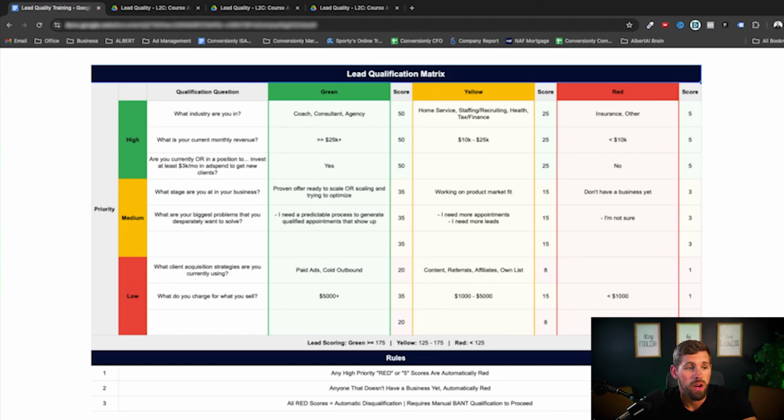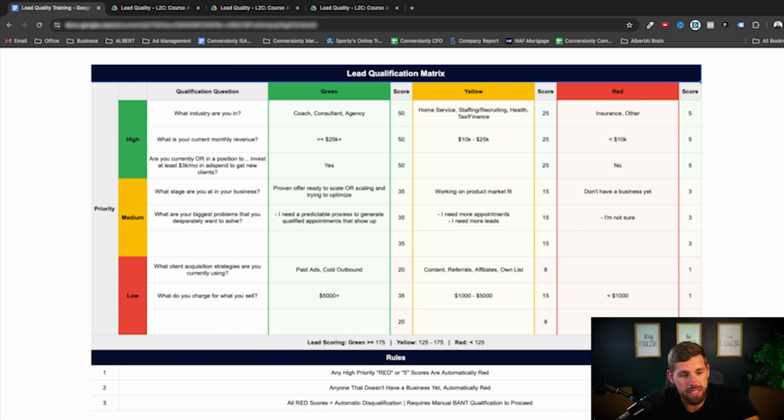So for instance, with Conversionly, we have radio button options for industries. We have radio button options for revenue. We have radio button options for yes or no questions. We have what stage are you at in business? Radio button. What's your biggest problems that you desperately want to solve? This is a checkbox. This can be multiple answers. What client acquisition strategies are you currently using? This is, again, a checkbox. It could be multiple answers. And then what do you charge for what you sell? Pick the answer that best applies, okay? And this is going to then be a radio button.